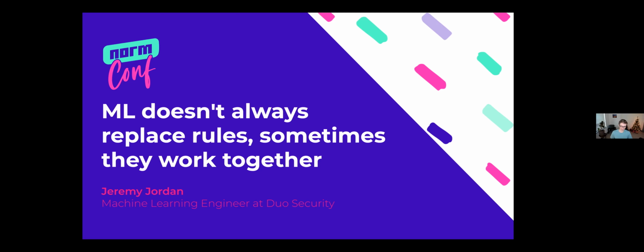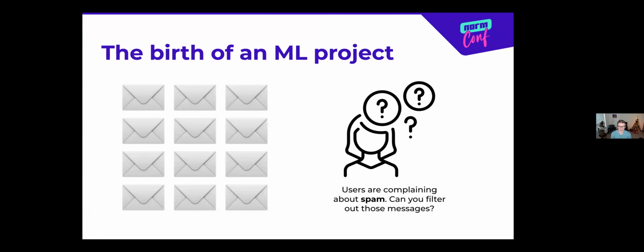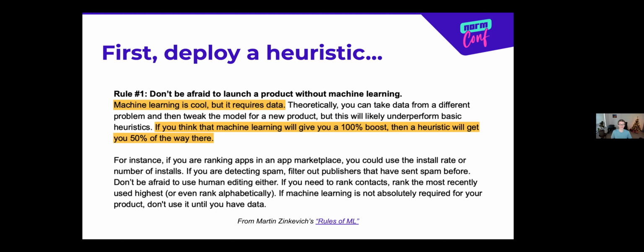So today I will be talking about machine learning and rules engines and how they can work together. Let's start by walking through the life cycle of a typical machine learning project. Let's pretend that we work at an email company and a product manager comes to us and says, hey, users are complaining about spam. Can you filter out those messages? And so we say, yeah, sure thing. And we get to it. So where do we start?